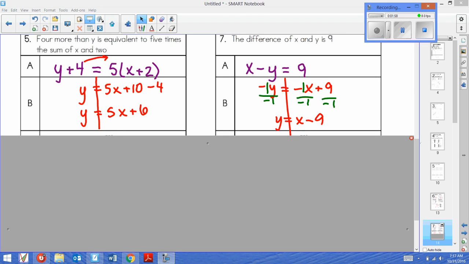Here we have 5 and 7. Again, I distributed and moved the 4 over all in one step. And then 7, same thing. I moved the x over and it became negative, then divided everything by a negative 1. Okay, I'm sure you're guessing what I would like for you to do next. Go ahead and graph all 4. Pause the video and start graphing.